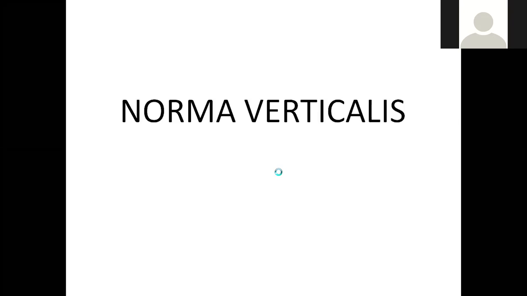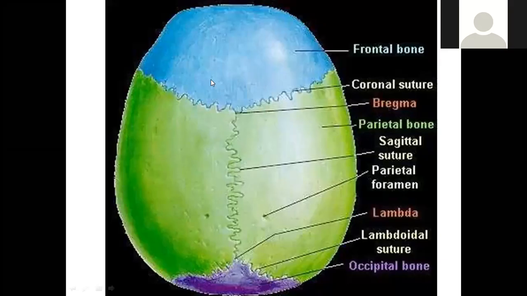So, norma verticalis. This is the view of the skull bone which helps us study norma verticalis. This is the anterior end and this is the posterior end. Towards the anterior end we have the frontal bone, and on either side we have two parietal bones. Behind we have the occipital bone.